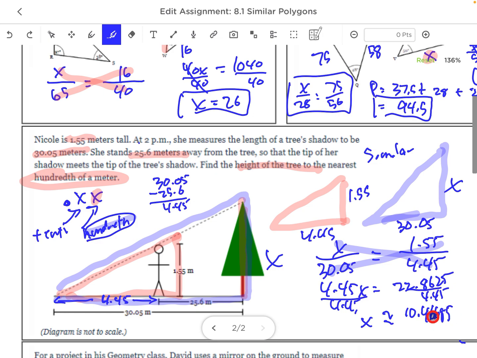So we know our answer is going to be x is approximately 10.4, and then we think about that 6. Do we keep the 6 or do we raise it? Well, this 6 tells us to raise that 6 to a 7. Okay, so that's how that works. All right, so that's our answer. Let's go ahead and highlight our answer right over there too, so we know.